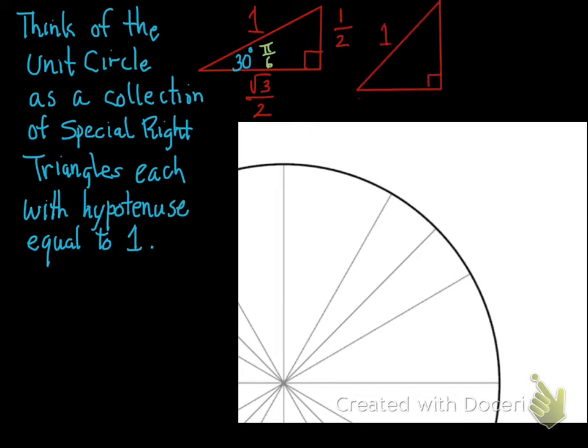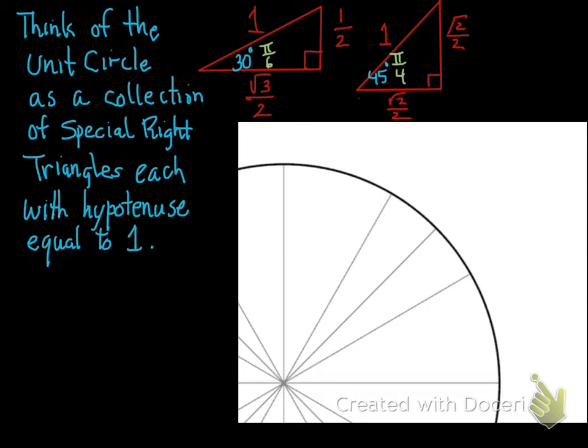A second special right triangle we have, with a hypotenuse equal to 1, is a 45-45 right triangle. We know the corresponding radian measure to 45 degrees is pi over 4. And when we do the math here, we can find that the leg lengths of that 45-45 right triangle are root 2 over 2, comma, root 2 over 2. The two legs have length root 2 over 2.